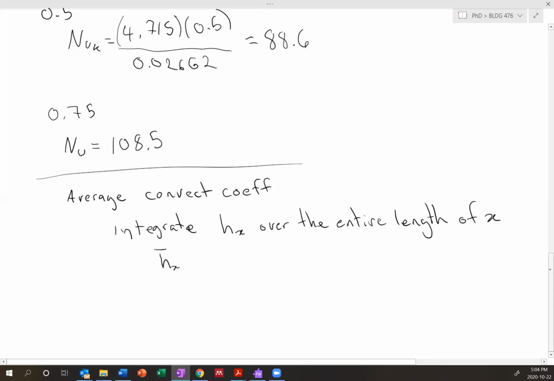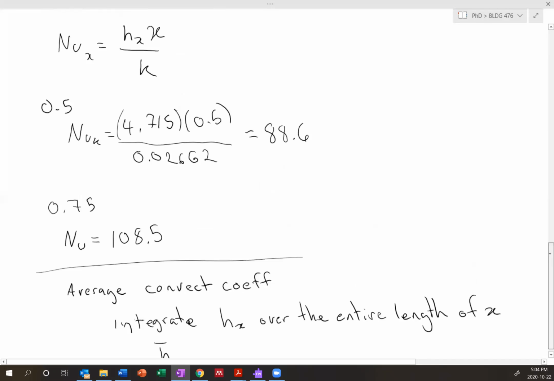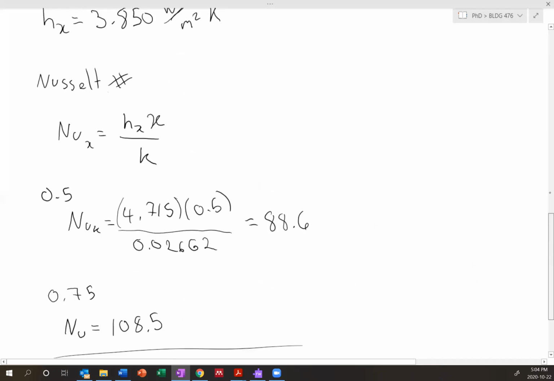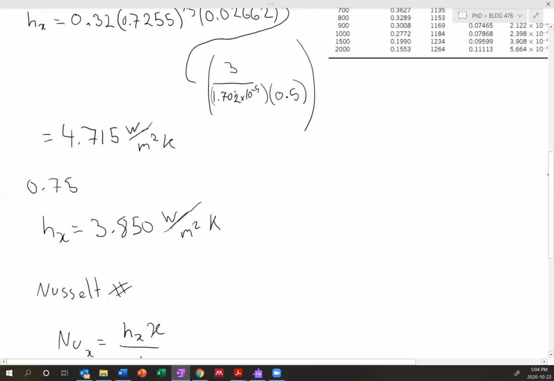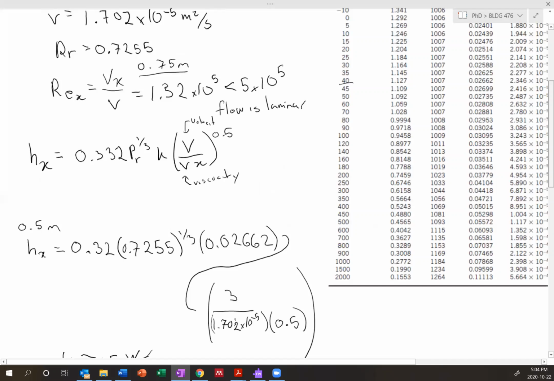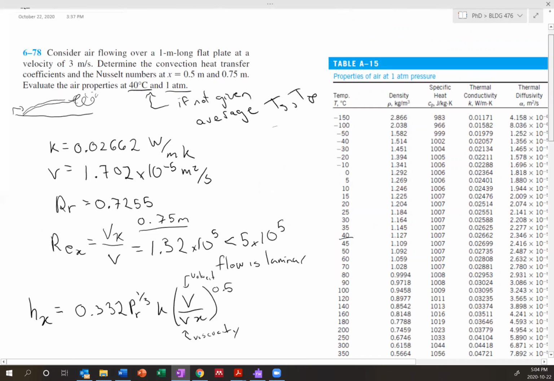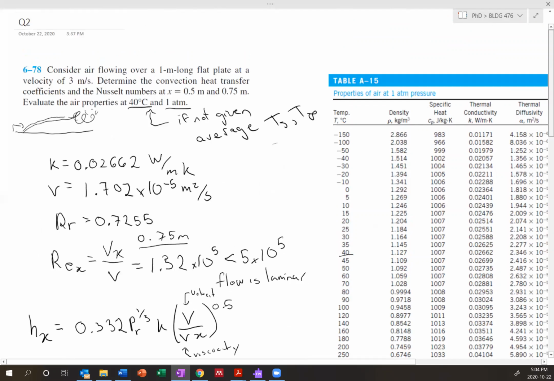Okay, so not the most complex question, but just an introduction into this idea that h is something we calculate. We calculate it using a lot of fluid dynamic stuff. And depending on our situation, there's going to be different ways of measuring h.